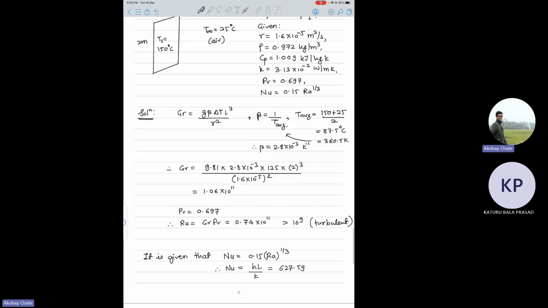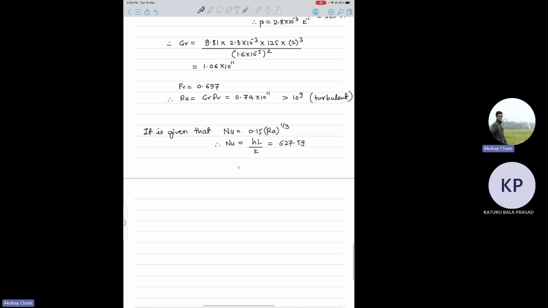Yeah, and now k is given in the question. So if you plug the value of k and L is 2 here, you should get h as 9.82 watt per meter square Kelvin. So this is your first part of the solution.